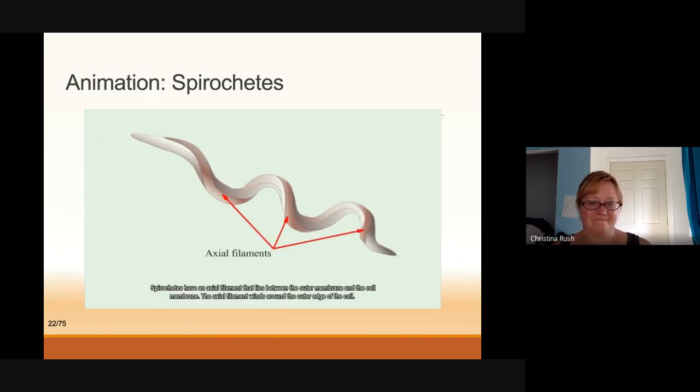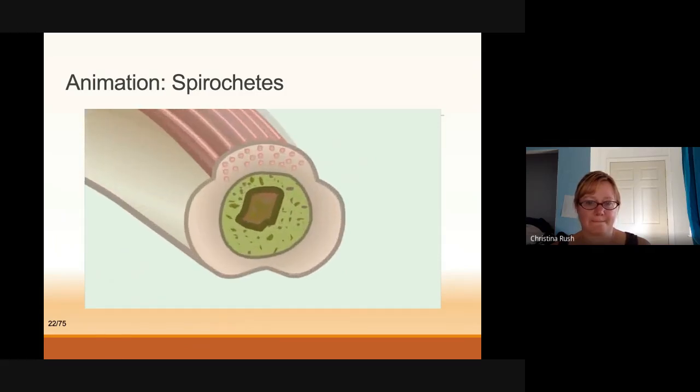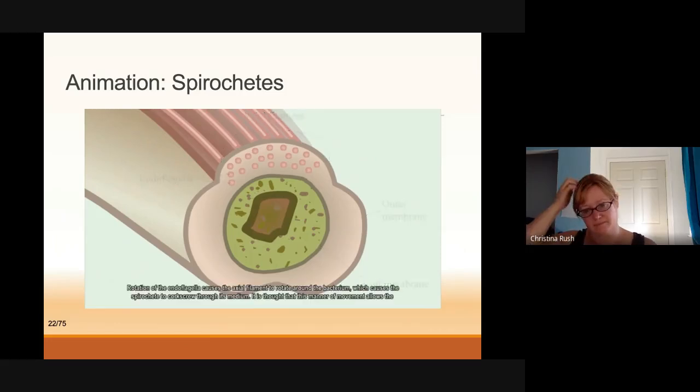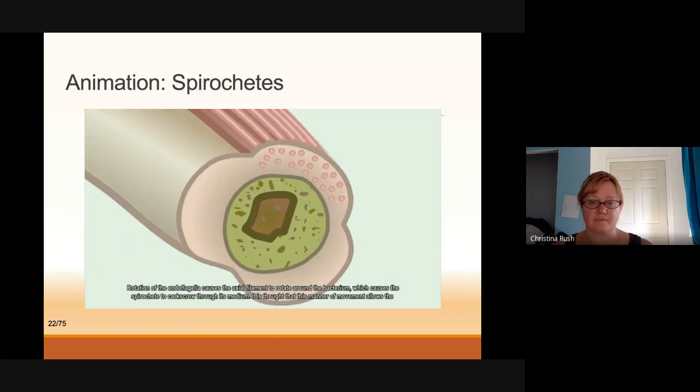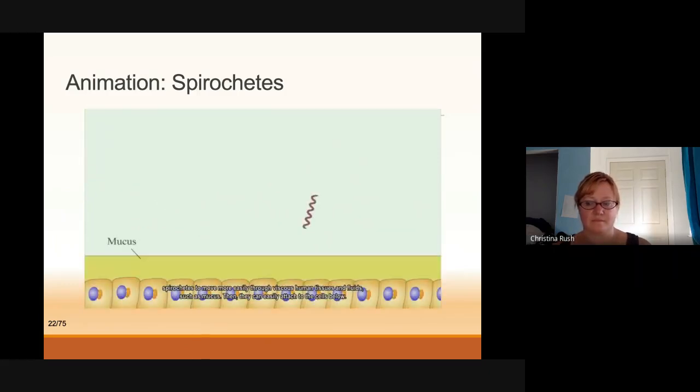Spirochetes have an axial filament that lies between the outer membrane and the cell membrane. The axial filament winds around the outer edge of the cell. The axial filament is made up of a bundle of modified flagella called endoflagella. Rotation of the endoflagella causes the axial filament to rotate around the bacterium, which causes the spirochete to corkscrew through its medium. It is thought that this manner of movement allows the spirochetes to move more easily through viscous human tissues and fluids, such as mucus. Then they can easily attach to the cells below.